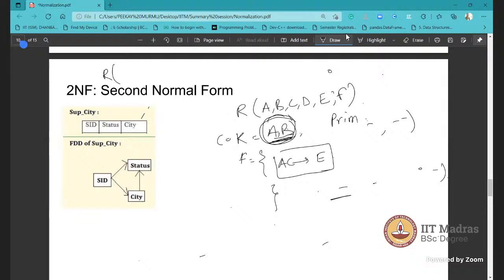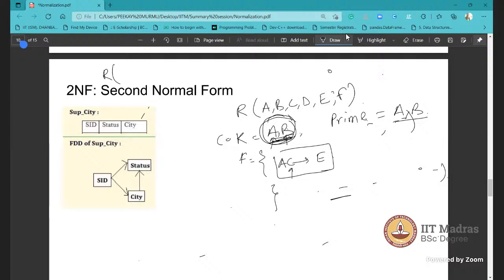Exactly. Okay. So whichever attributes are present in the candidate key, only those attributes are the prime attributes. So here what is present? A and B. So the prime attributes are A and B, right? So C is not a prime attribute. That is a non-prime attribute, right? It doesn't mean that if it is associated with a prime attribute, it will also be prime. No. Okay, sir. Thank you.